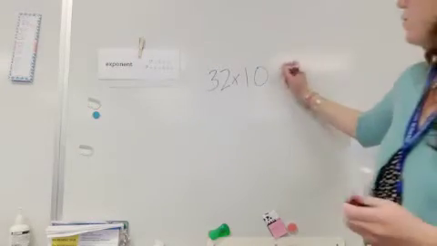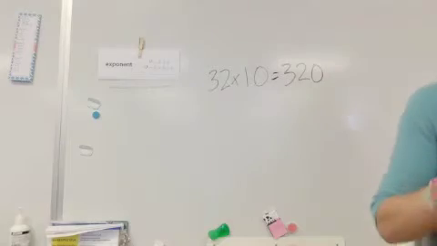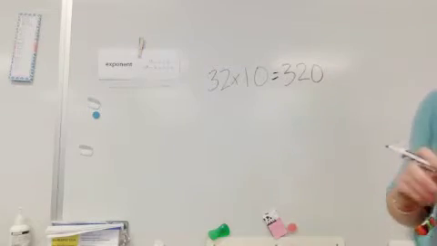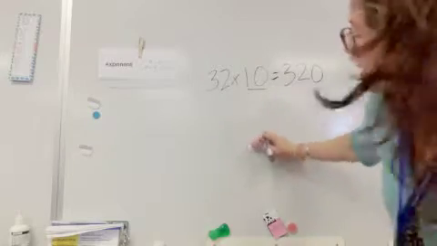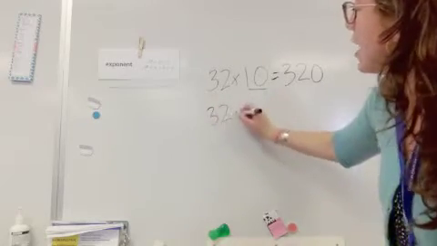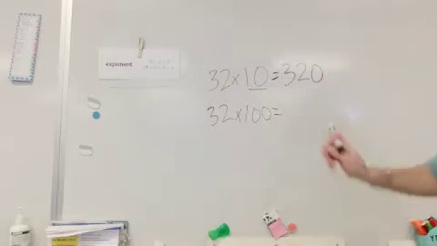Okay, most of you will know 32 times 10 is 320. Pat yourself on the back if you knew that. And friends, one thing that's really important to remember is that we look at how much we're multiplying the number by. So let's do 32 times 100. Go ahead and write that.